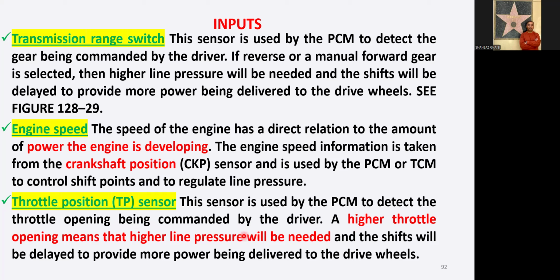a higher throttle opening means that higher line pressure will be needed and the shift will be delayed to provide more power being delivered to the drive wheels. So this sensor is used by the powertrain control module to detect the throttle opening being commanded by the driver. A higher throttle opening means that higher line pressure will be needed and the shifts will be delayed to provide more power to the drive wheels.